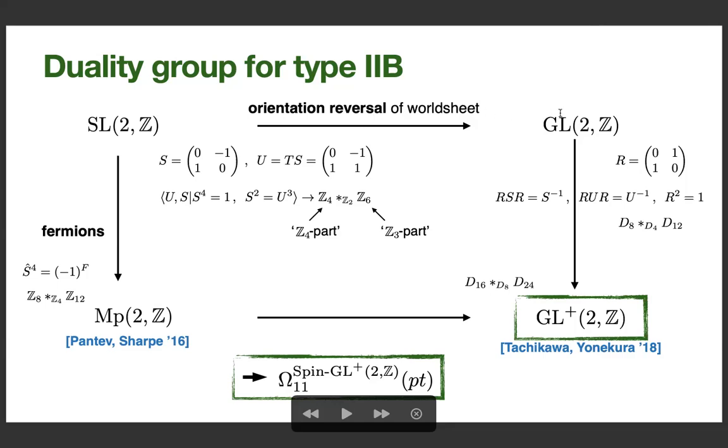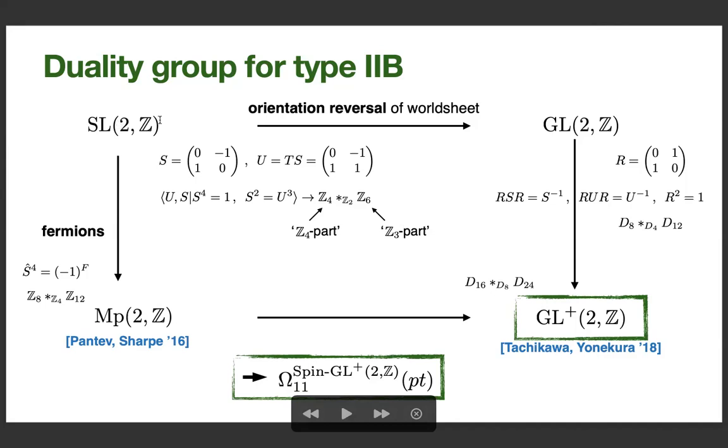So you also have to do the spin cover of this GL(2,Z), and there are two possibilities that are correlated essentially to either Pin+ or Pin- structure. And it turns out that the correct possibility is the GL+(2,Z). So that's the double cover of GL(2,Z), or it's basically Mp(2,Z), including this orientation reversal of the worldsheet.